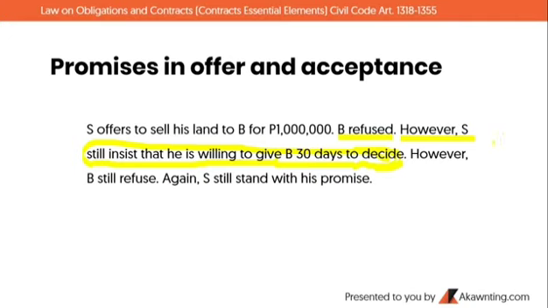However, anong nangyari? Si B, ayaw ko, hindi ko talaga bibilin yan, sabi niya. Pero, again, si S, okay lang. Marami pang pwedeng mangyari within 30 days. So, nandyan pa rin yung offer, or nandyan pa rin yung promise na yan pala. Sabi niya, kung gusto mong bilhin, tawagan mo lang ako. So, this is a perfect example of our first row kanina.